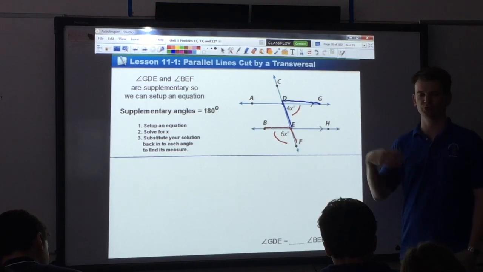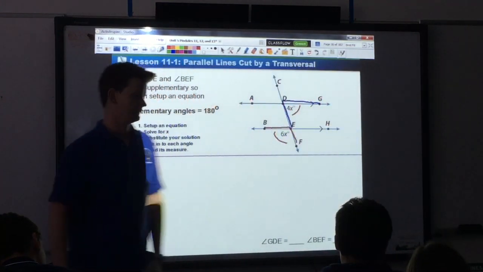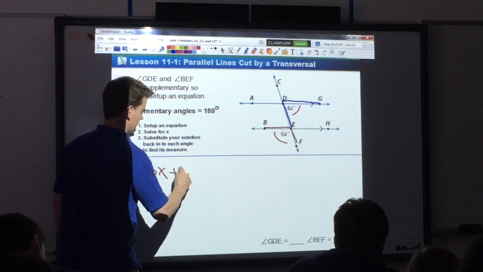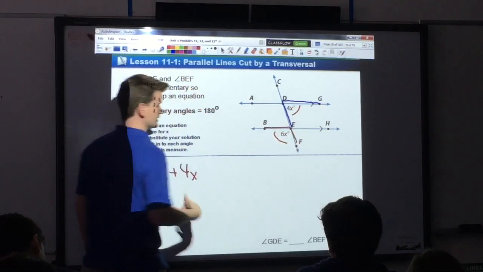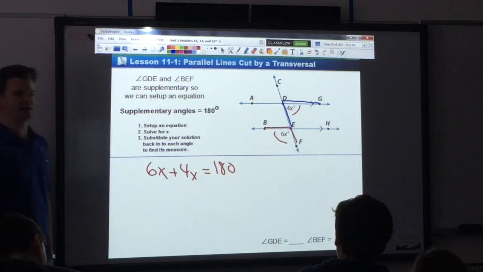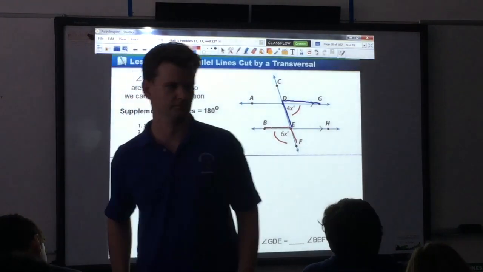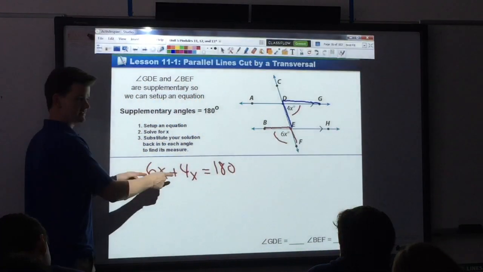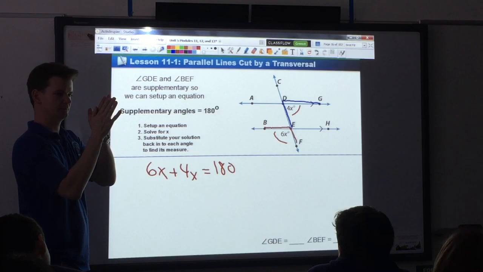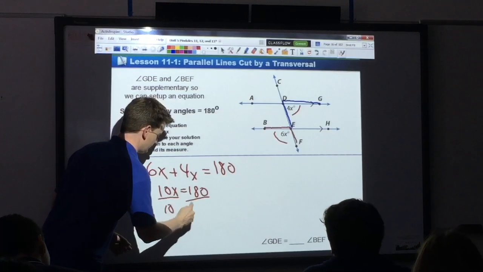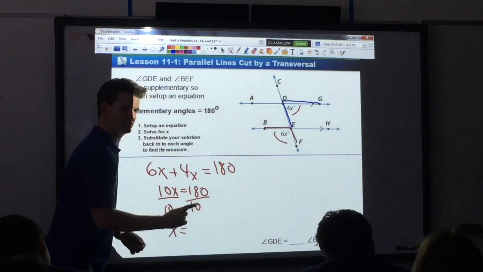You have two expressions, so we put them together. What would it be? 6x plus 4x equals 180. Perfect. 6x, this angle, plus 4x, this angle right here. Together, they're supplementary, so they equal 180 degrees. What is the next step here? We combine like terms. What are the like terms you can combine? 6x and 4x. So we put them together, and they become 10x. So 10x is equal to 180. I divide out the coefficient from both sides, and I get x is equal to 18.